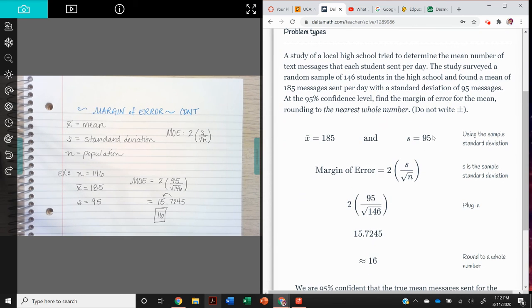Let's talk about that. You were given the mean of 185 messages per day, so this 185 was not used. That's okay. There's nothing wrong with not being required to use all the numbers they gave you. Sometimes they just give you extra information to help educate you more about what the problem is asking you.